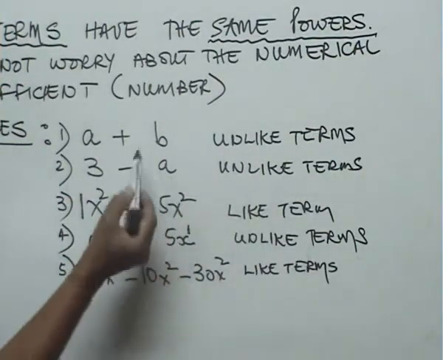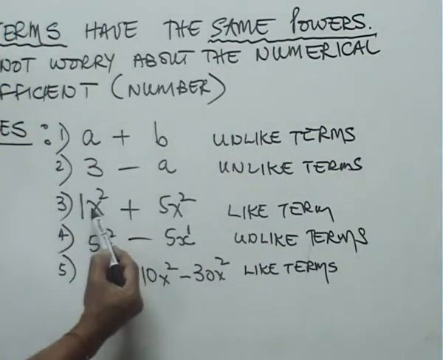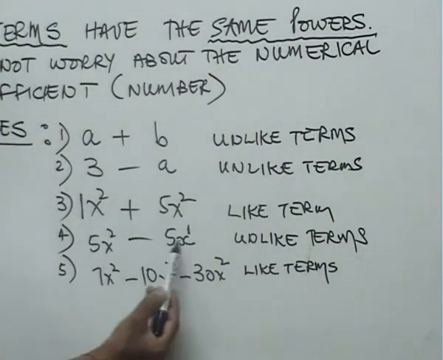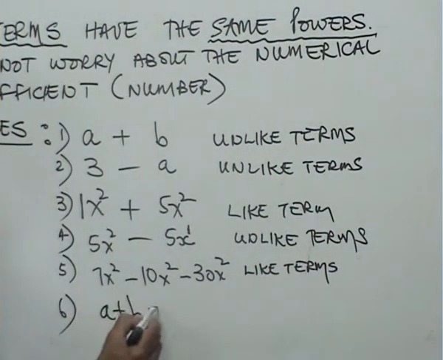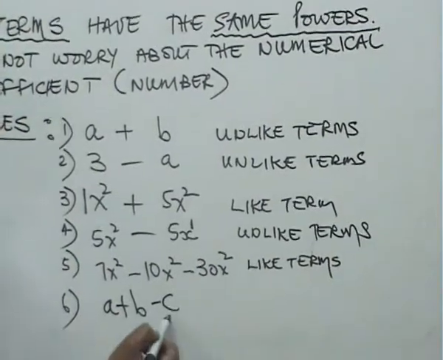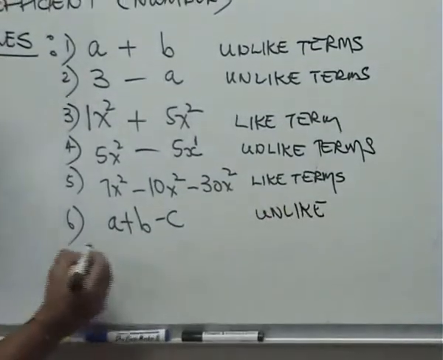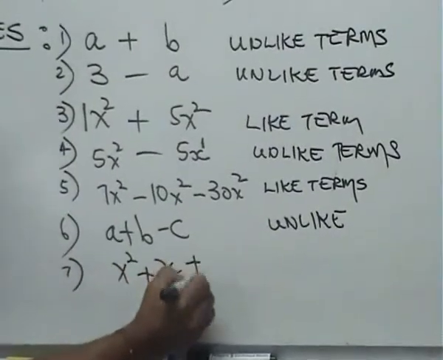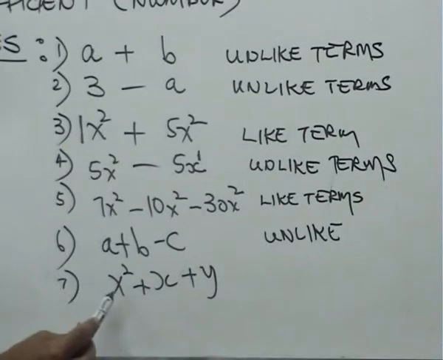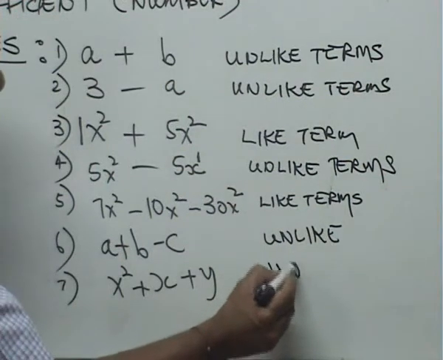So all are terms. These are unlike because the powers are different. Unlike because, like because powers are the same. Powers are different, so it's unlike. So let's do another example. A plus b minus c. These are terms, but all the powers are different. So this is unlike. Let's do one more. X squared plus x plus y. These powers are all different. Therefore, this is unlike.